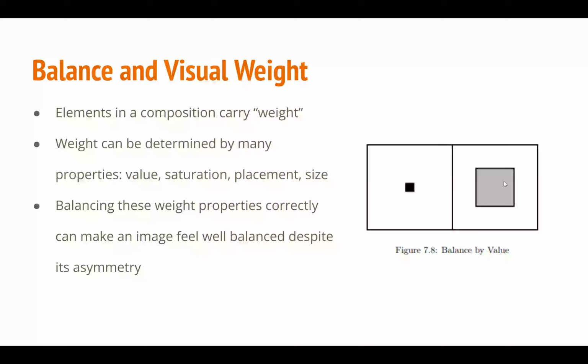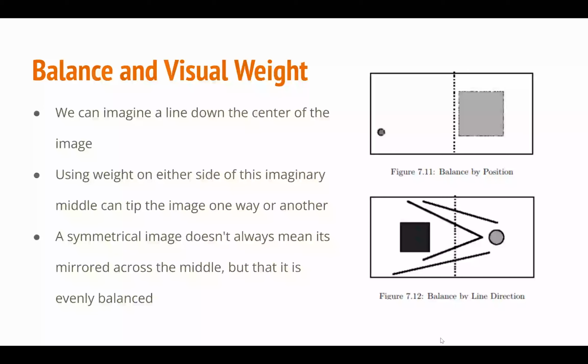The reason why is that even though this square is bigger, and size has a greater weight, over here this one has a very distinct value contrast against the background. It's way higher contrast than the square over there, so it has a lot of density to it. That balances it out across the middle of the image. We can imagine a line drawn on the image. Using weight on either side of the imaginary middle can tip the image one way or another, kind of like a seesaw. An asymmetrical image doesn't always mean it's mirrored across the middle, but that it's evenly balanced.